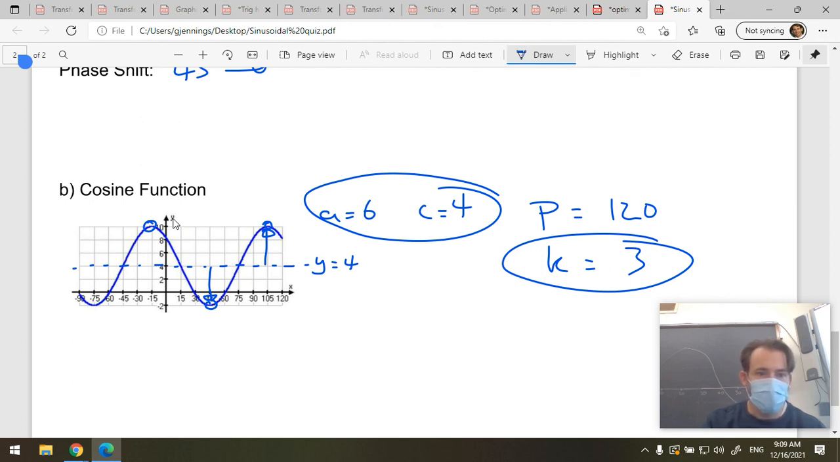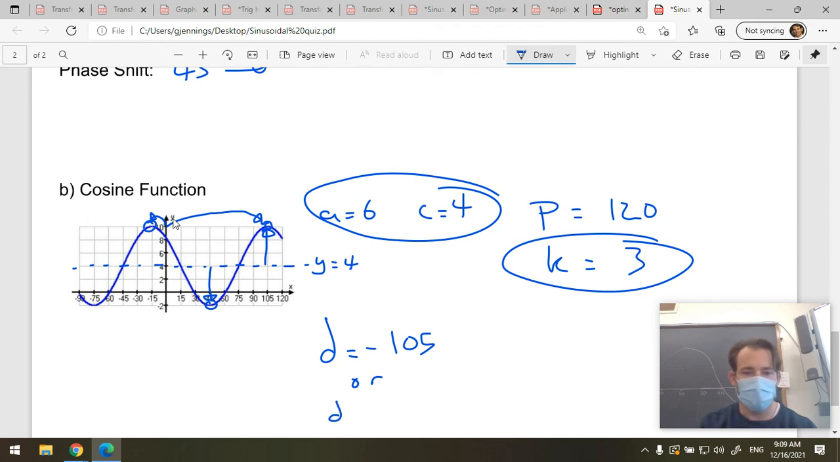Okay, cosine usually starts at the top and goes down. So I could take that point and say that I took this point and moved it that way. That would be fine. And so I would say my d value is equal to negative 105. Or I could have said, well, I took this point and I moved it back that way. So that would have been d is equal to positive 15. Both are correct. Both will give you a function that works.